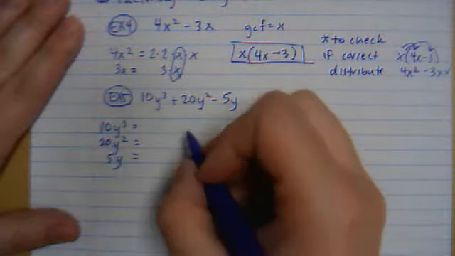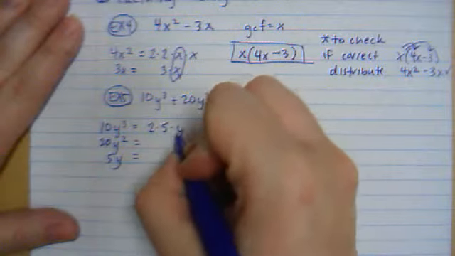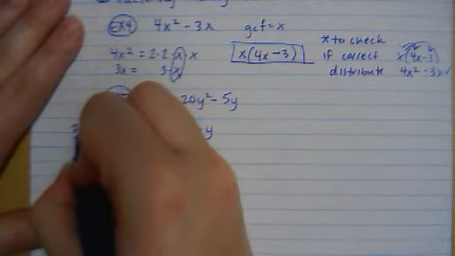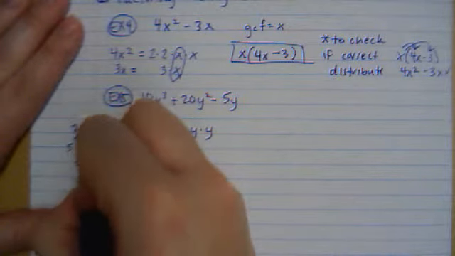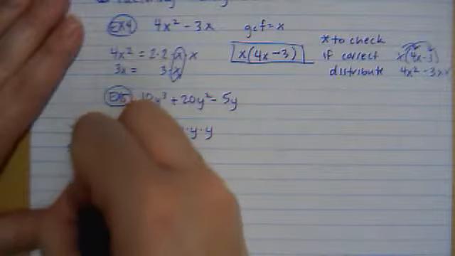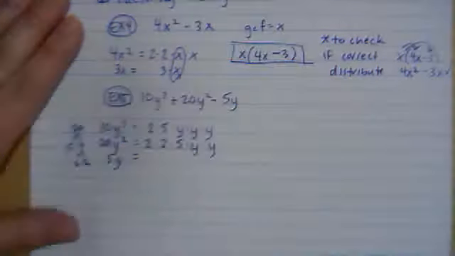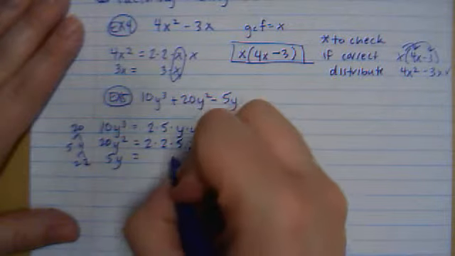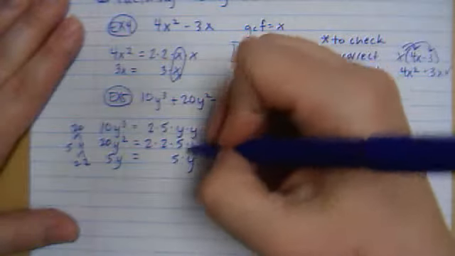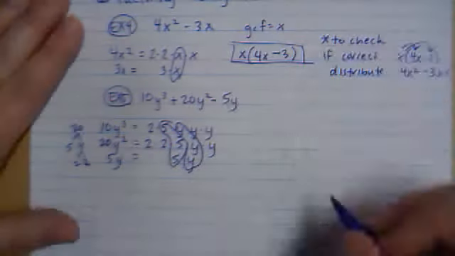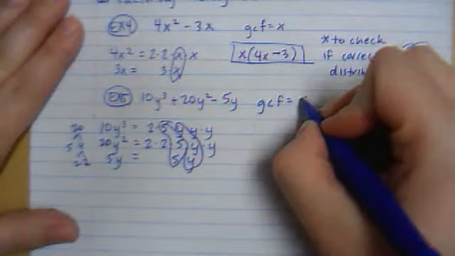So factors of 10 are 2 and 5, and then there's 3 y's. Factors of 20, if I look at that, I'd have 5 times 4, but 4 turns into 2 times 2. I'm going to have 2 times 2 times 5, and then there's 2 y's. And then the last one, I have a 5 and a y. So what I can circle here are the 5's and a y. So the GCF is 5y.